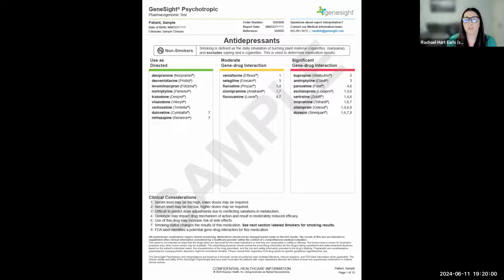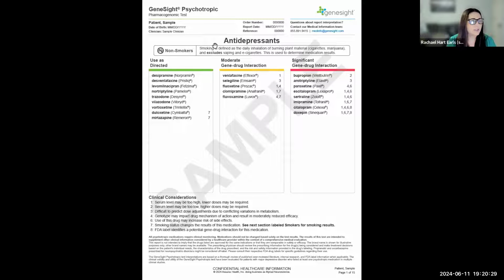We also got a lot of questions on an upgrade that was done recently that looks at the effect of smoking on a patient's GeneSight report. So recently, the GeneSight Psychotropic Report added an enhancement that accounts for how a patient's smoking status may affect the metabolism of certain medications. And so I wanted to touch on that, what that upgrade was, and then we can talk to our expert panel of clinicians to talk about how they think about this when prescribing.